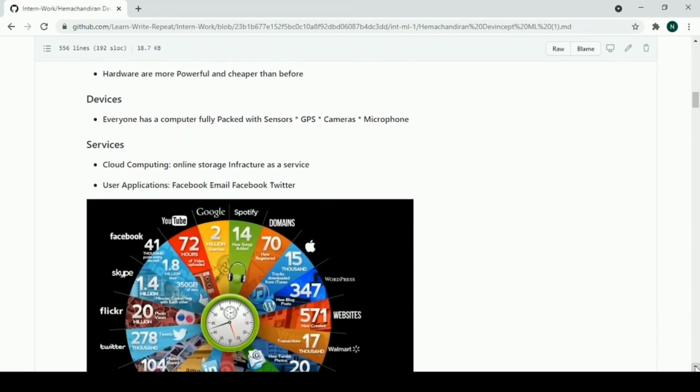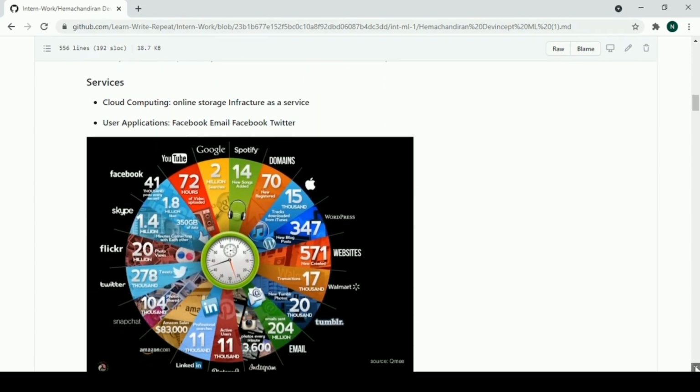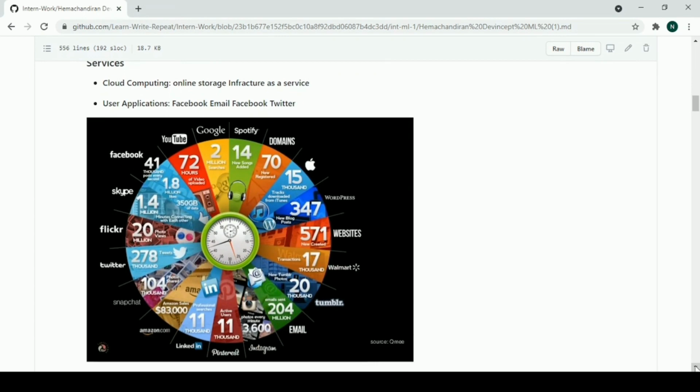Now you can have a glimpse of this image. It depicts all the services about the big data era, like Skype, Flickr, Twitter. Through this wheel you can get insights about all the things which are included in this big data era.